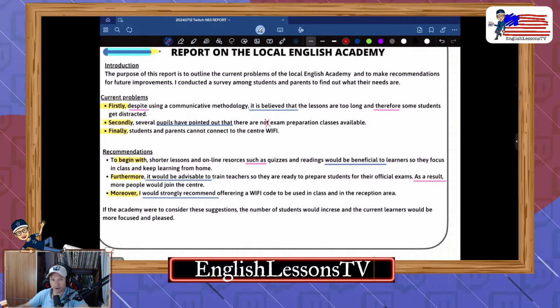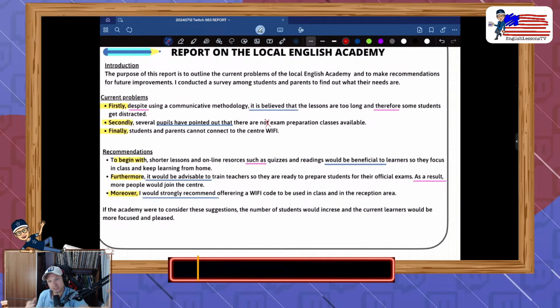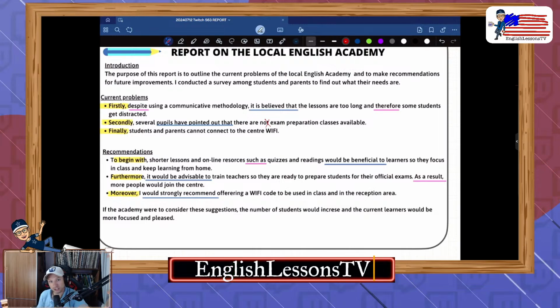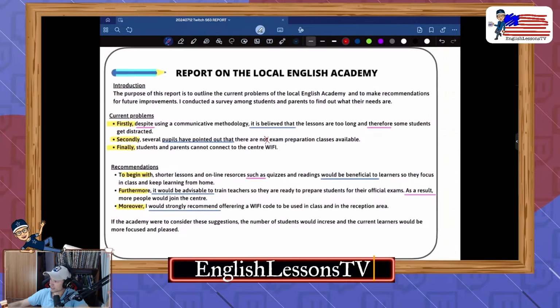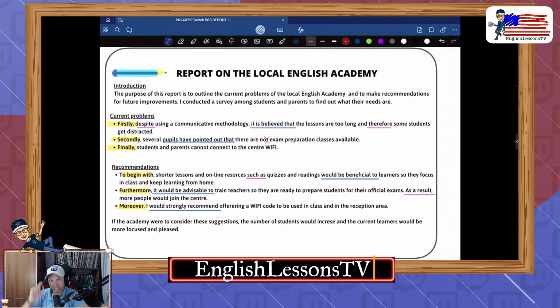And the final remark: if the Academy were to consider these suggestions, the number of students would increase and the current learners would be more focused and pleased. All right, so please take a look at this. Take a screenshot, download it, whatever you want, but please focus on these recommendations.